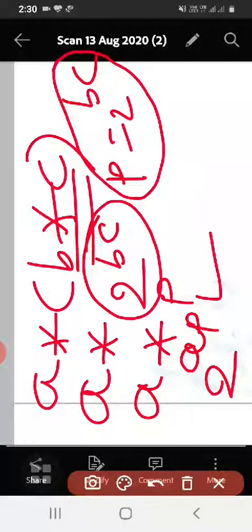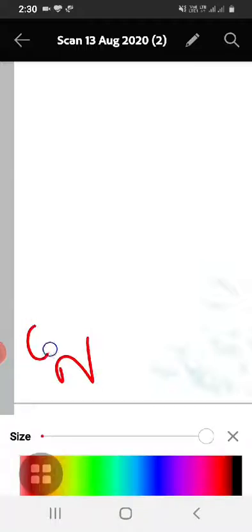Okay, I think you are understanding this. B star c is equal to 2 to the power of bc. I will call this bc as p. Then a star p is 2 to the power of ap. Okay, I will continue the next step. 2 to the power of ap. Then you replace p by this. So 2 to the power of ap.